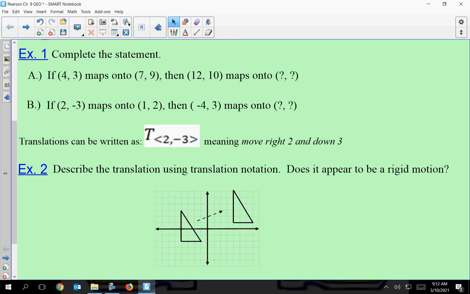Okay, so what I have here, and we're going to do this mathematically first, is I have a point. And this is going to be my pre-image.